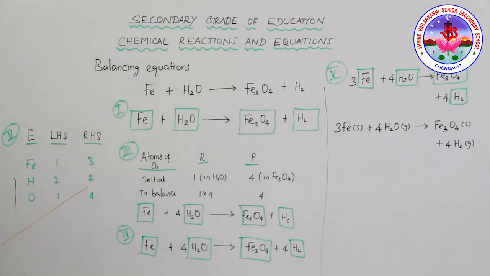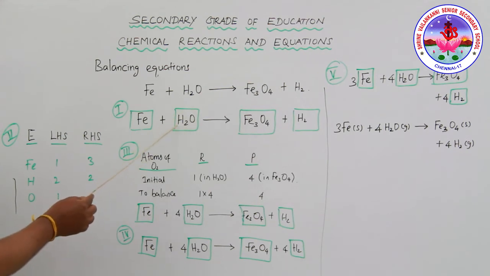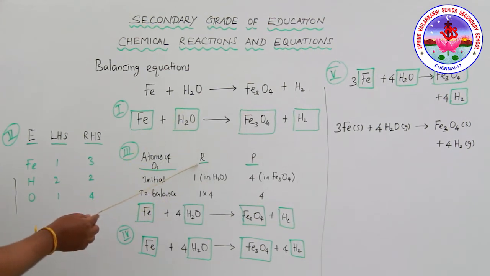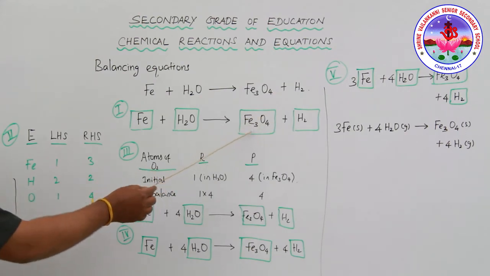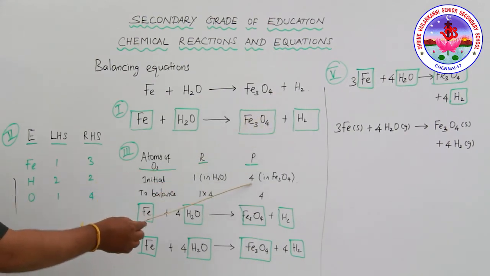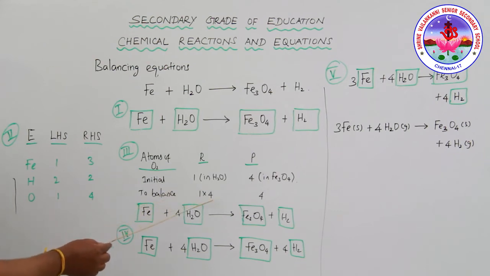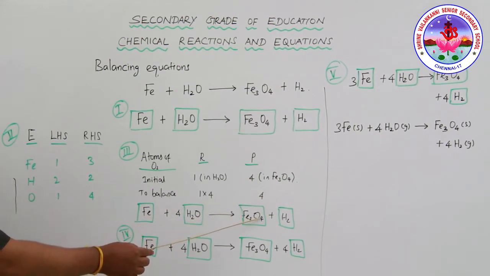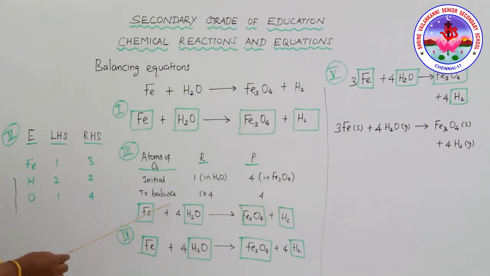Then you have to equalize the oxygen atoms. So initially 1 oxygen in H2O, that is in the reactant side, and 4 in Fe3O4, that is in the product side. So to balance, multiply by 4. So on the left, multiplying by 4, you will get Fe plus 4H2O gives Fe3O4 plus H2. So I am multiplying 4 in the H2O molecule.